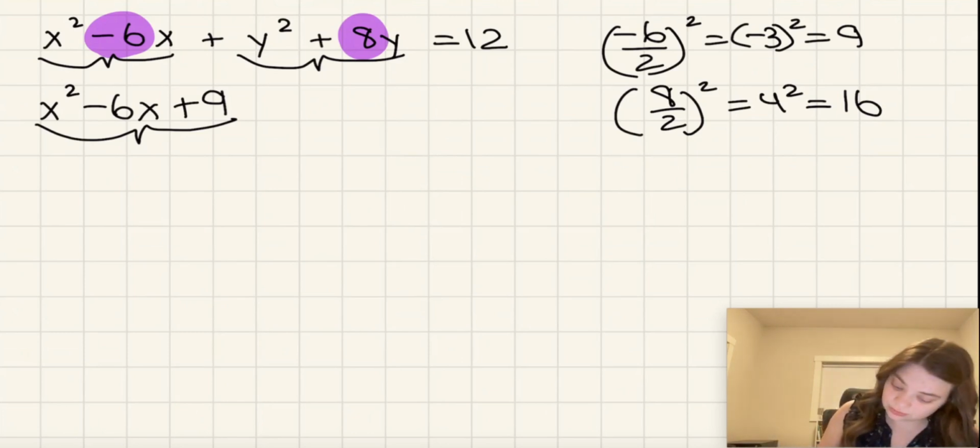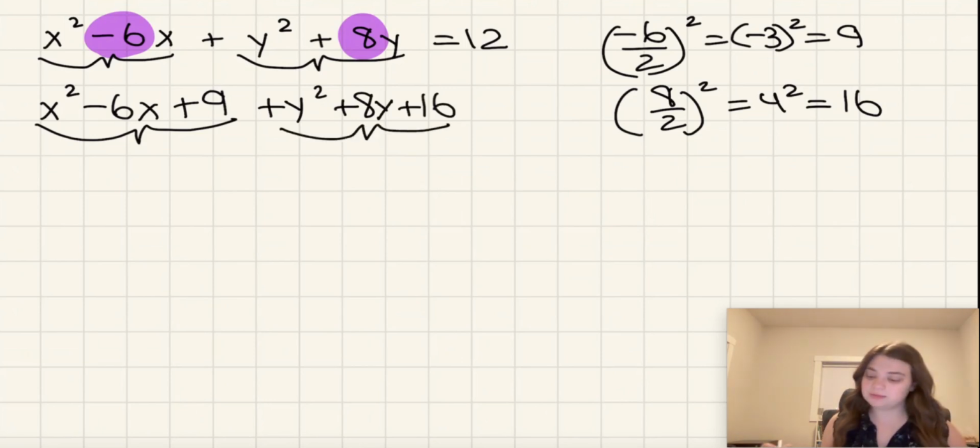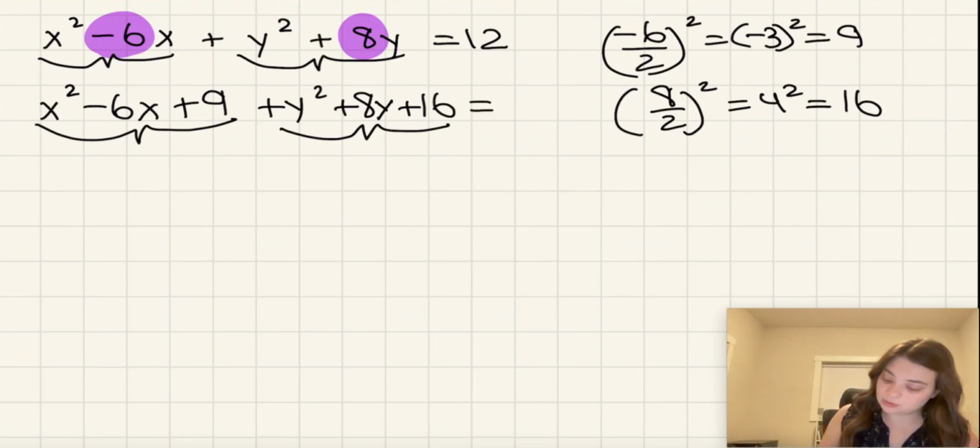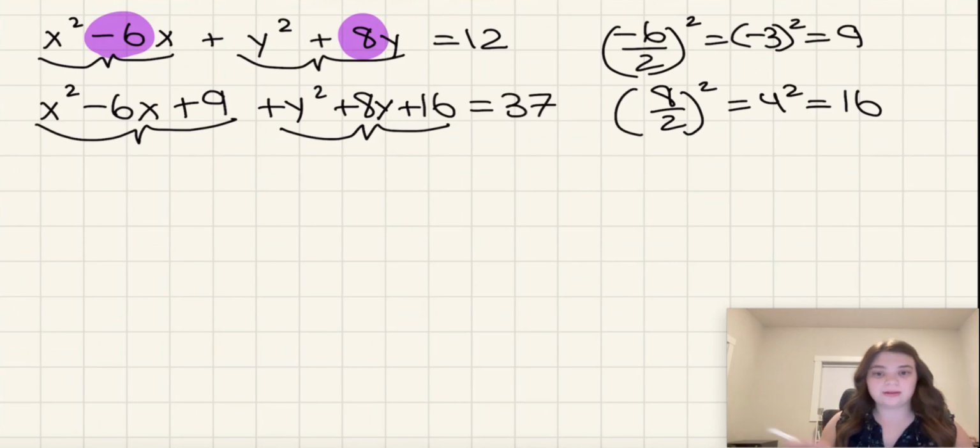Then I'm going to add 16 to the end of the second part here, because when we took 8 divided by 2 and squared, we got 16. And then to keep the equation balanced, because I added plus 9 and plus 16 to the left, I also need to add a plus 9 and a plus 16 to the right. So overall, I'm going to be adding 25 to the right, and that's going to get me 37 overall on the right because we already had 12.